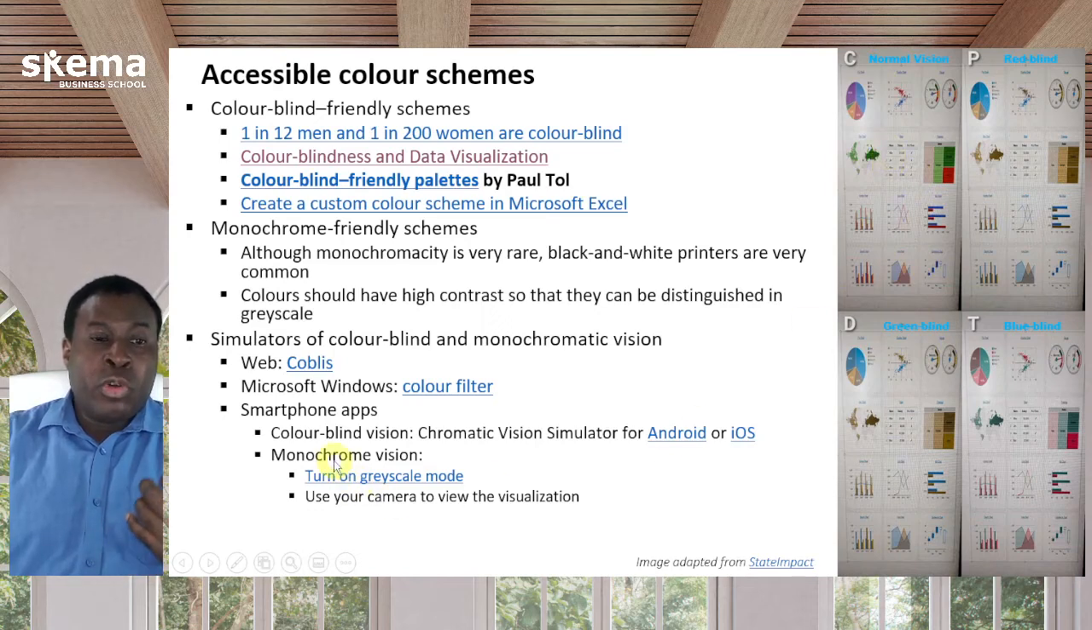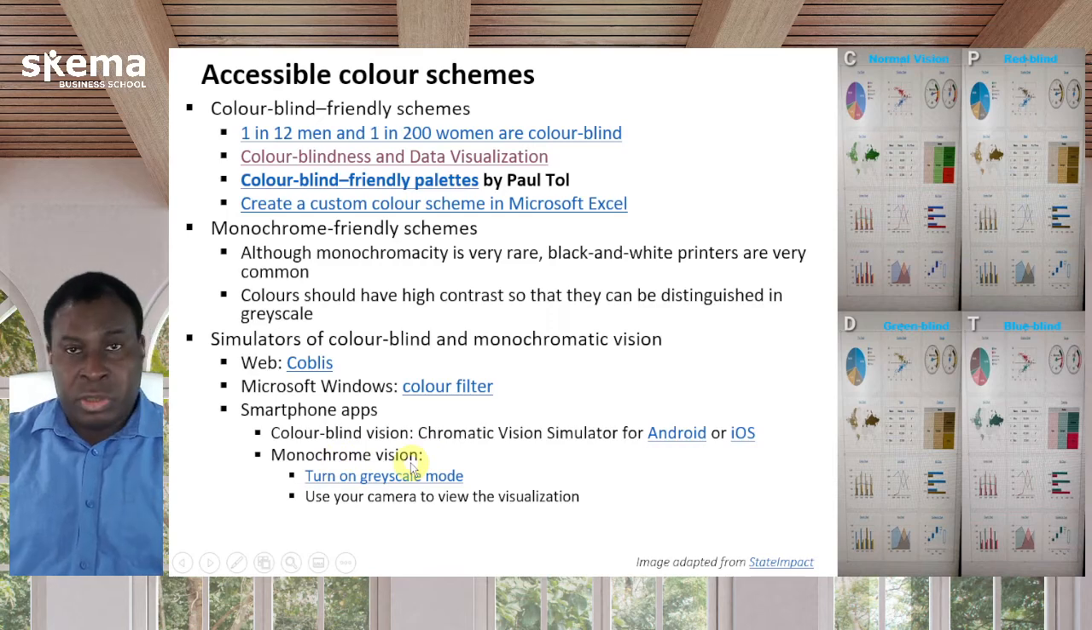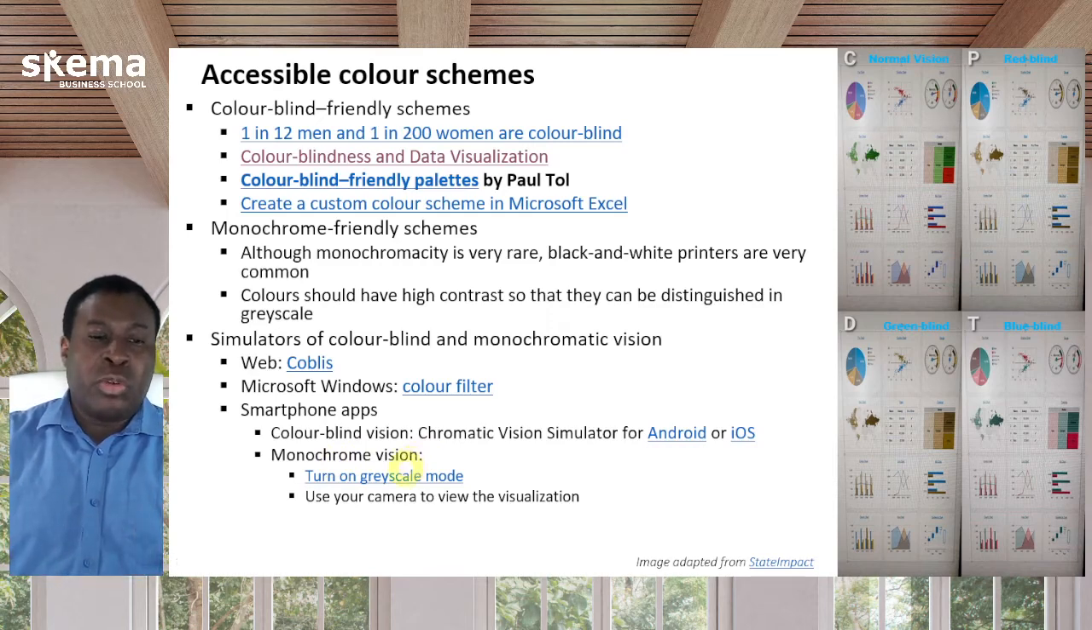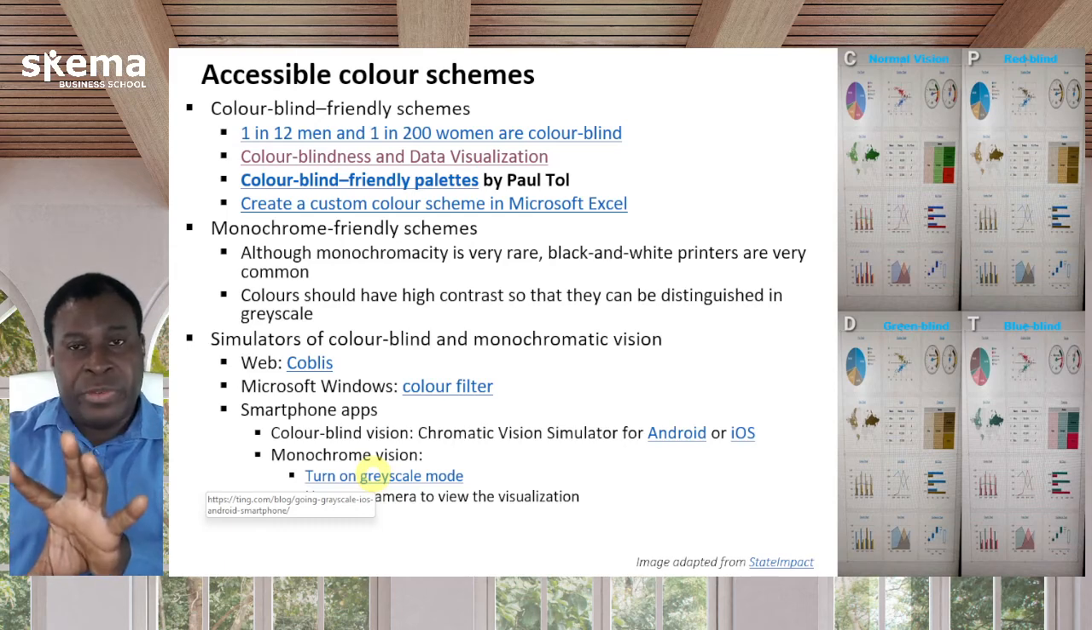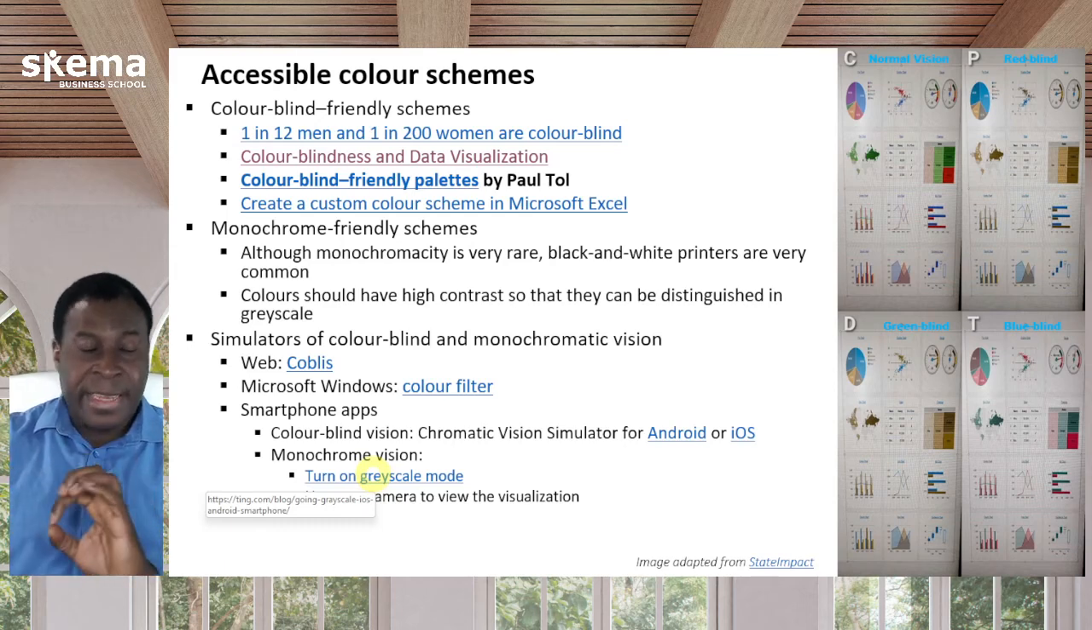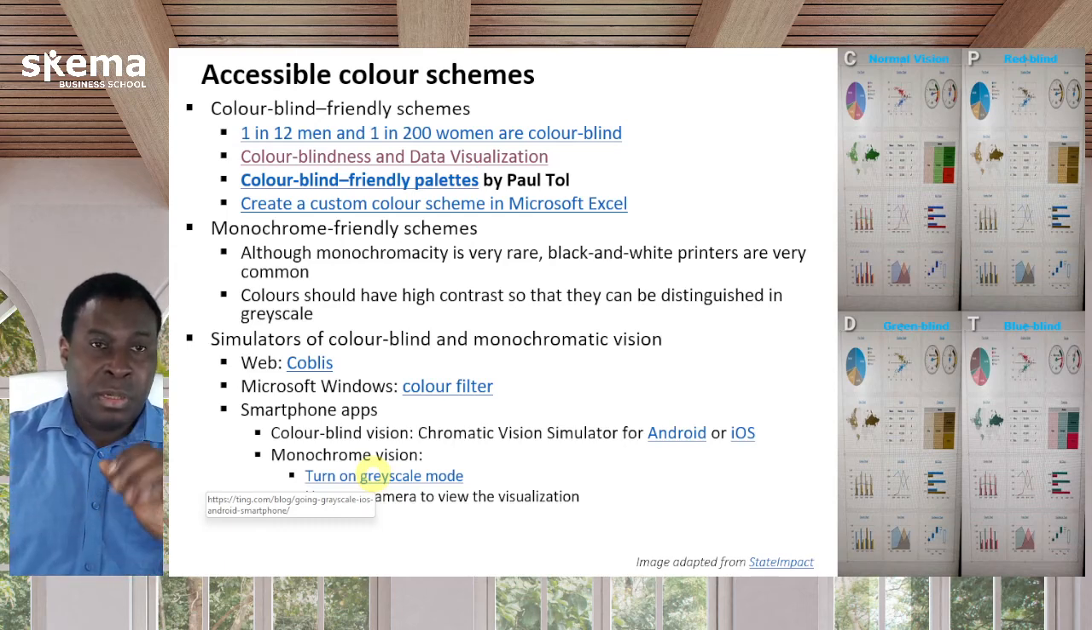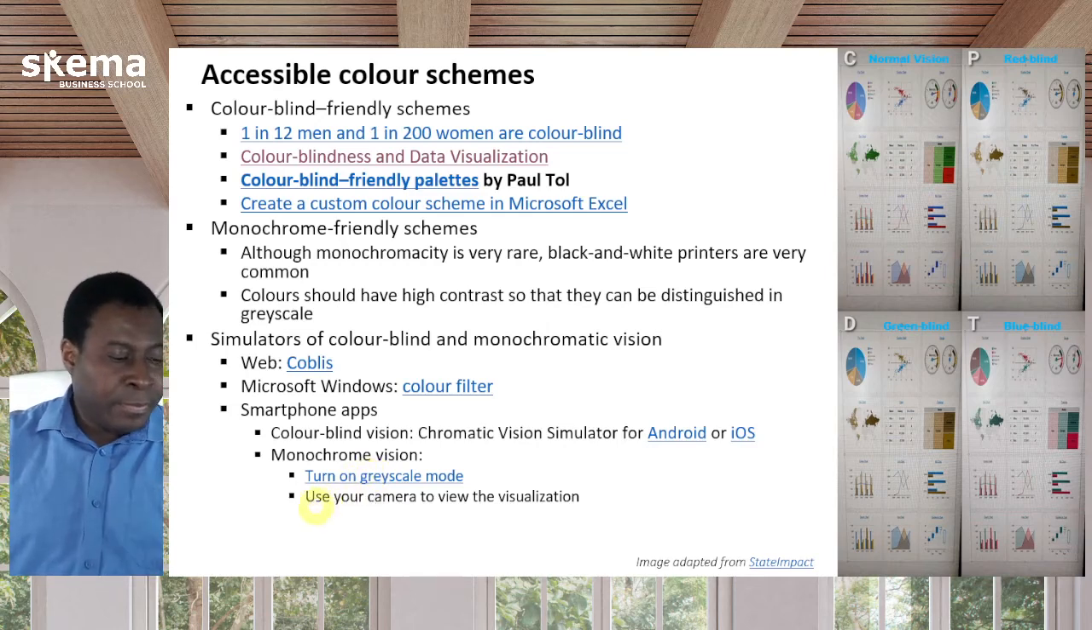And for monochrome vision, that's to see what your visualization would look like if printed, you can turn on grayscale mode on your smartphone, and there's also ways to do that. So you can turn on grayscale mode, and with that you can use the camera of your smartphone to then see what a visualization would look like if it were printed.